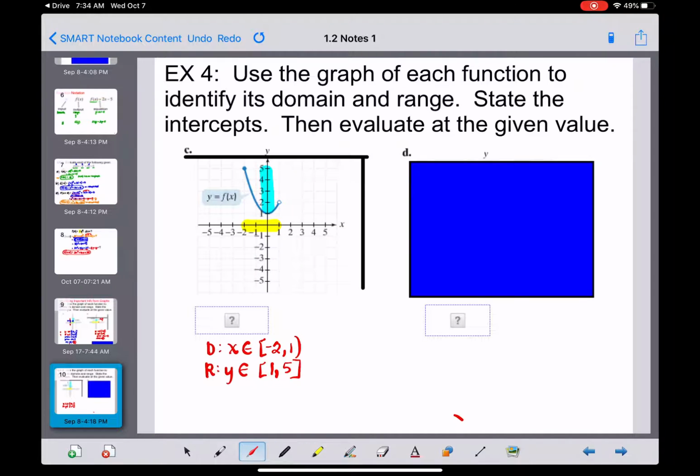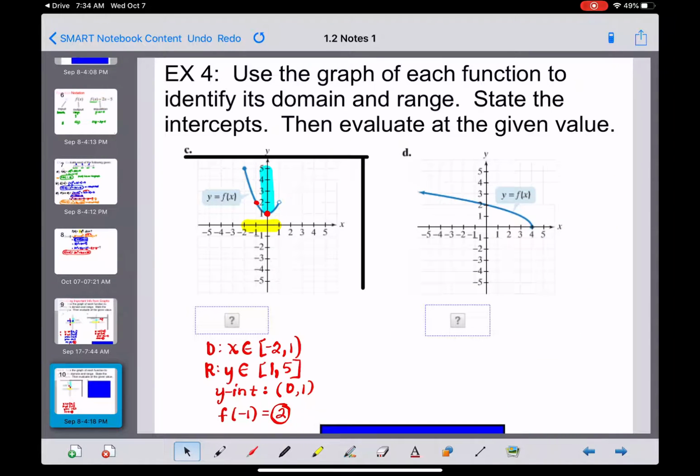So do we have any x-intercepts? I do not see any. We do have a y-intercept. The y-intercept is right here where we found that low value on the y. So 0, 1, again, that's an ordered pair. And then it wants us to evaluate. So we're going to evaluate this one at f of -1. So again, you're going to go to -1 on the x. You're going to go up to your graph, and that looks like a y value of 2.